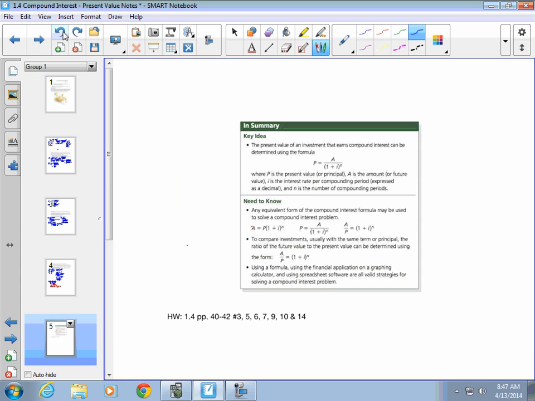Okay. A is equal to P times (1 plus I) to the N. If you want principal, then all I've done is I have divided out by that (1 plus I) to the power of N. If I want to find the interest or the N, then it's A over P. To compare investments, we use that A over P is equal to (1 plus I) to the N. And then it's just saying that you can use your calculators to solve these as well. So there's your questions to practice.